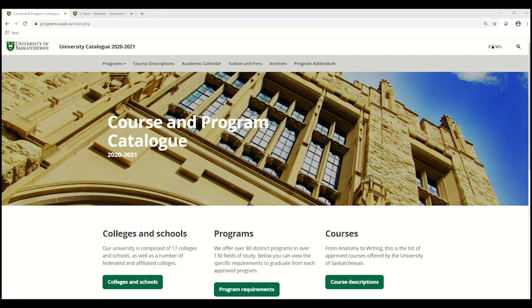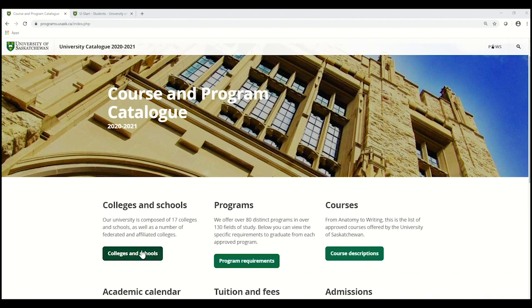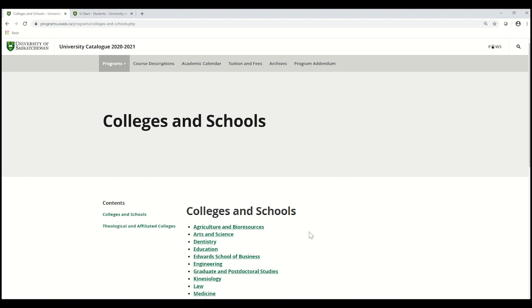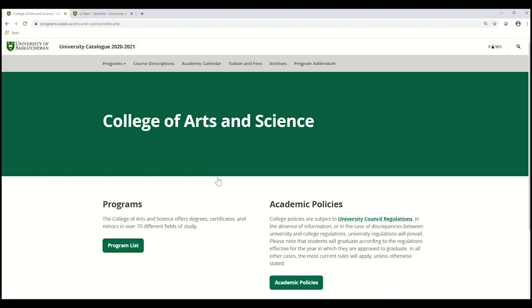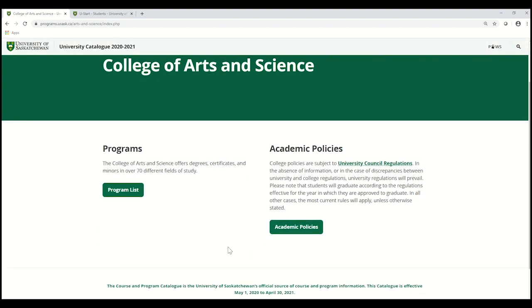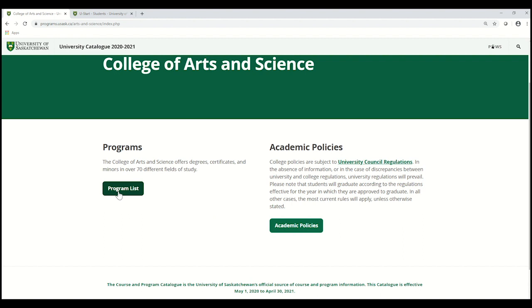Okay, so now we're going to have a look at the course and program catalog. To find the course and program catalog, you're first going to want to type in programs.usask.ca in the browser that you're using, and then you'll look at colleges and schools. Here you'll find a list of all of the colleges and schools available at the University of Saskatchewan, and because you're an arts and science student, you'll click on the College of Arts and Science. Here you'll see two options, either the academic policies or the program list.